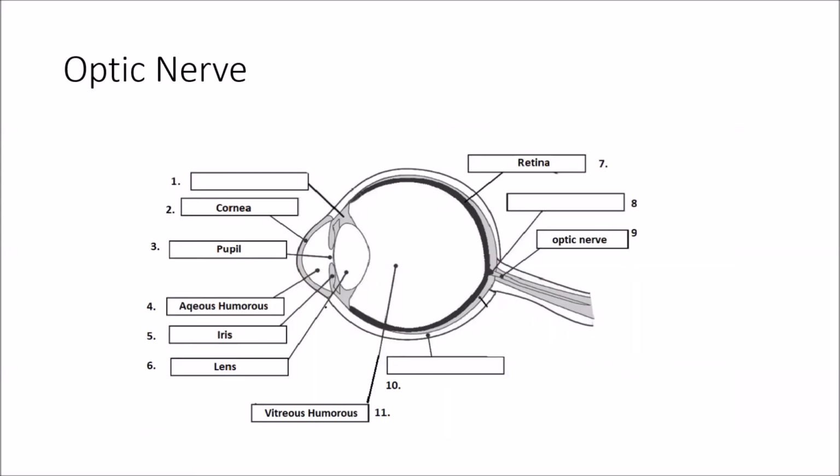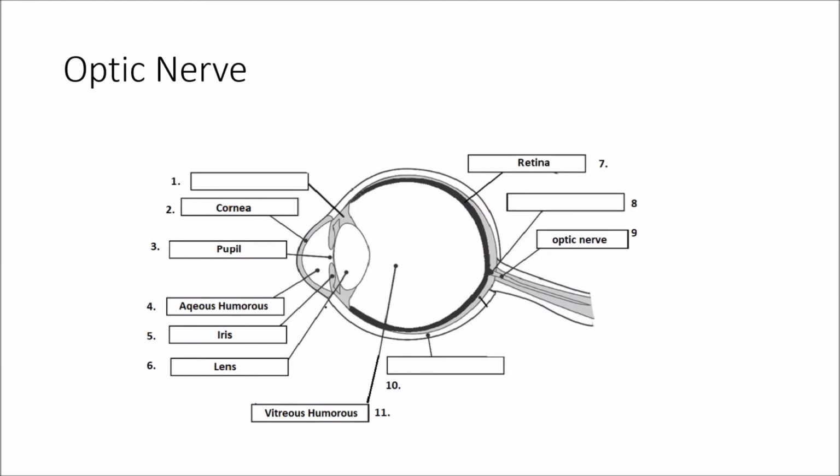Okay, so if we come back to this image here, number 9 points to the optic nerve. That's this part right here. And it's basically collecting nerve impulses from the retina. And once it gets into the optic nerve, it's going to send that to our brain, and our brain is going to process that information.